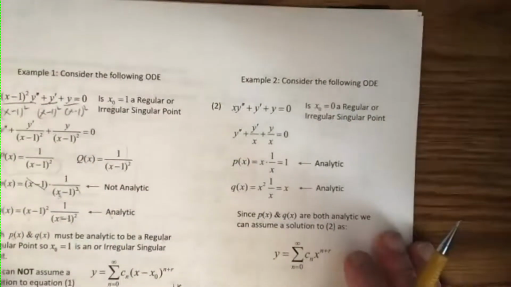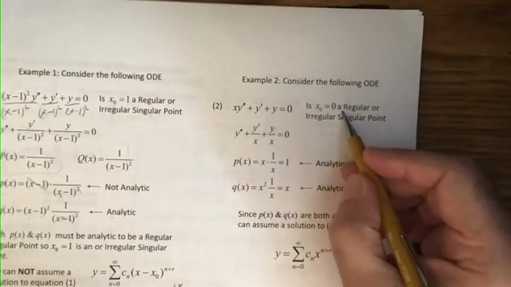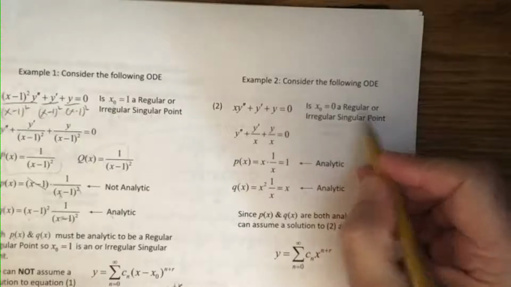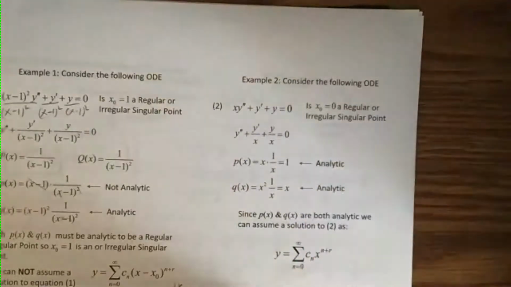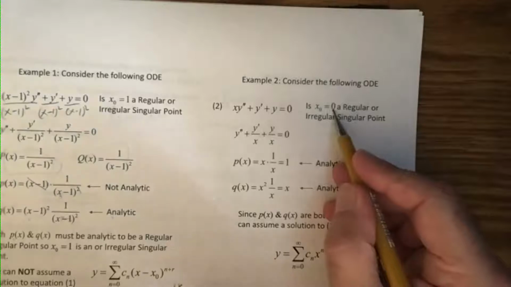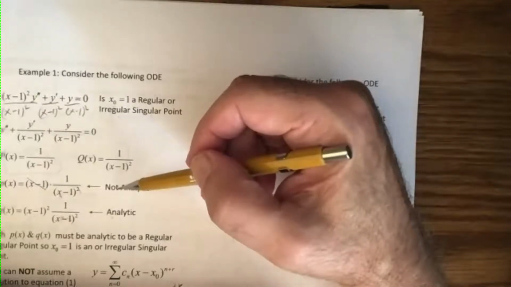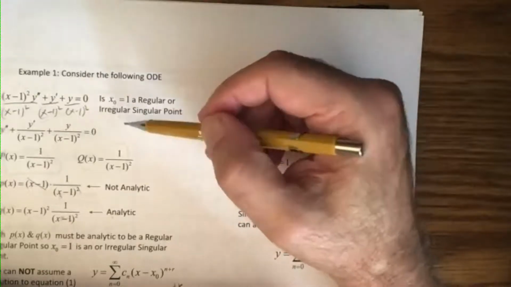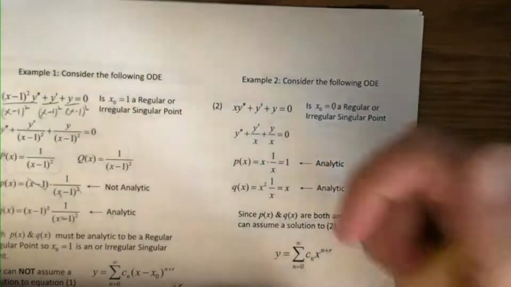Okay, so here's another example. Is x sub 0 a regular or irregular singular point? Once again, now these are more like the type of problems I'm going to give you, expanding about x equals 0. But you may have problems like this on the web assignment where you have to determine whether the points are regular or irregular singular points.